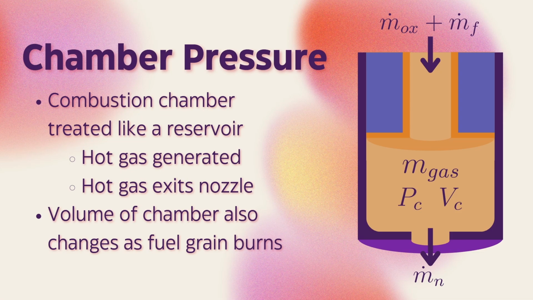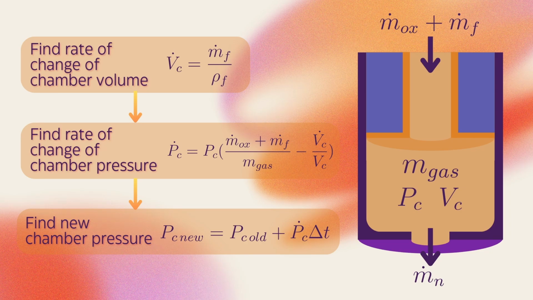Really, the combustion chamber encapsulates the start of the fuel grain all the way to the start of the nozzle, because stuff will react as soon as it's in contact, right? As I mentioned earlier, the volume of the chamber is changing. And we can find that pretty easily using the mass flow rate and the density of the fuel. Then we find the rate of change of the chamber pressure using that equation. Using that, we're able to find a new chamber pressure for our given time step. That M gas there represents some amount of exhaust gas in the reservoir.